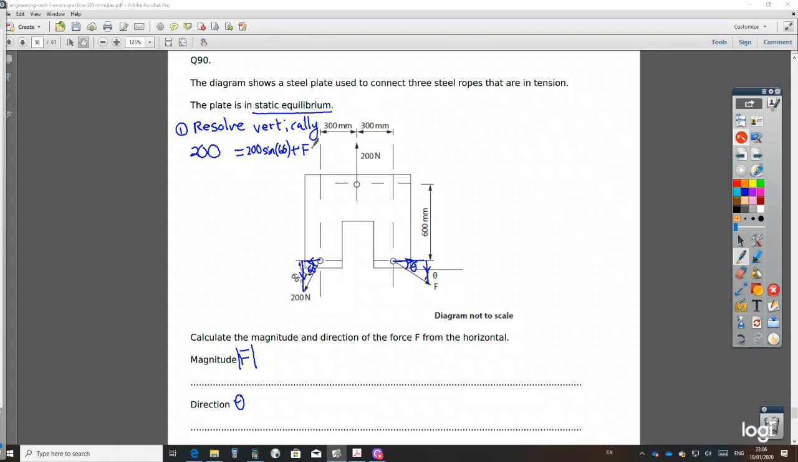So F sine theta. Okay, so you might say, how can we solve this equation if there are two unknowns? Well, don't worry, just keep that as one term. So I'm going to make this the subject of the formula. So I can write F sine theta is equal to 200. Throw this to the other side, minus 200 sine 66. Put that in a calculator. You will find that F sine theta is equal to 17.29.